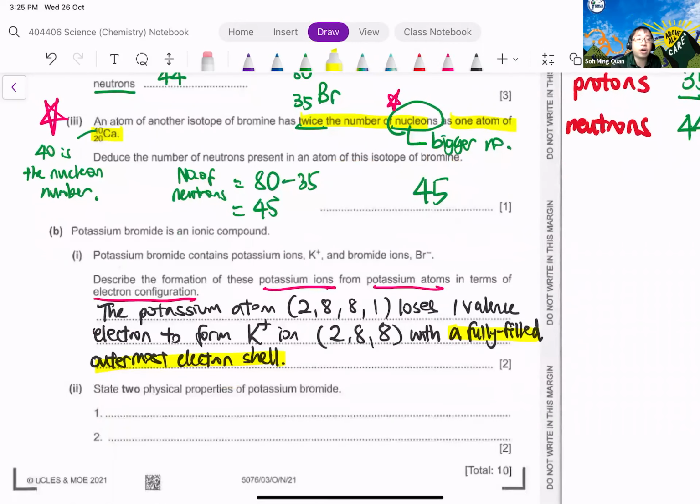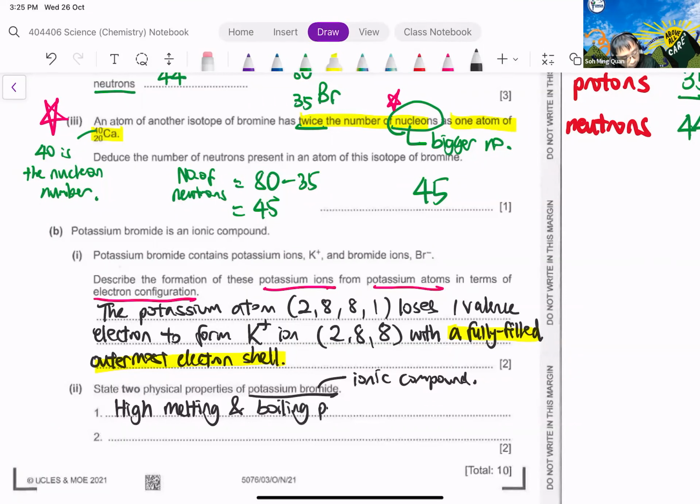Next, state 2 physical properties of potassium bromide. They are asking you about potassium bromide. This is an ionic compound. They have told you it's an ionic compound to help you. So they are asking you for the properties of ionic compounds. There are 2 main properties which you have learned. First, high melting and boiling points. So ionic compounds will have high melting and boiling points, and that is because a lot of energy is needed to overcome the strong electrostatic forces of attraction between the ions.